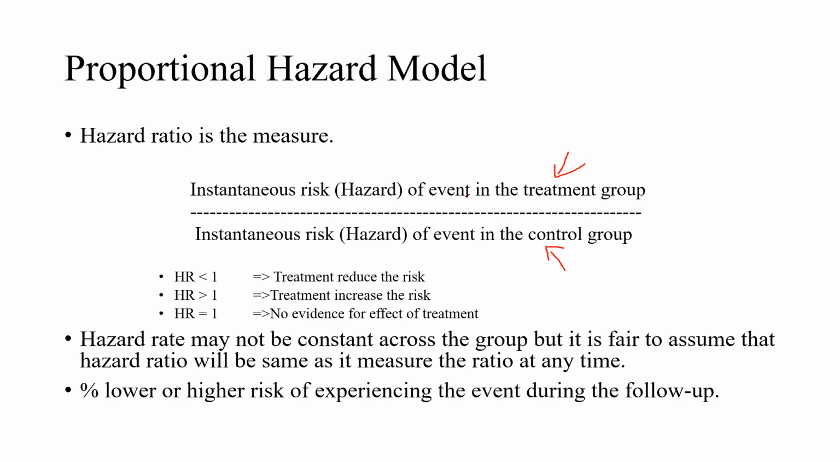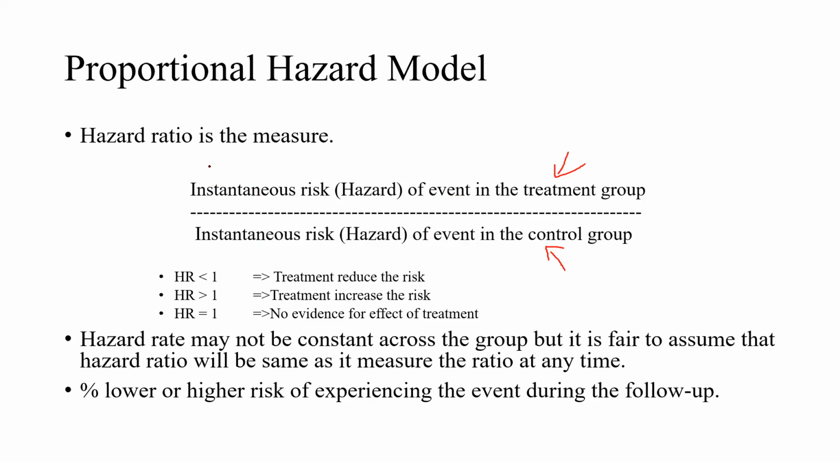So this hazard ratio is a ratio of the force of a certain event happening in the treatment group to the force of a certain event happening in the control group. This ratio will give you a single number which can be interpreted, or which will make more sense for comparing the event rate in both the groups.